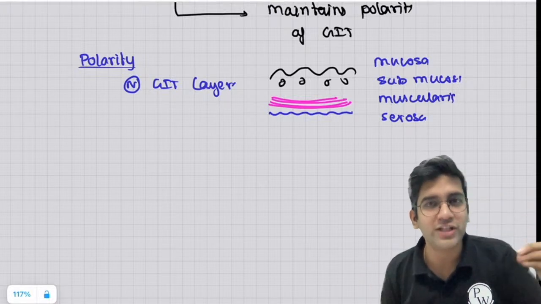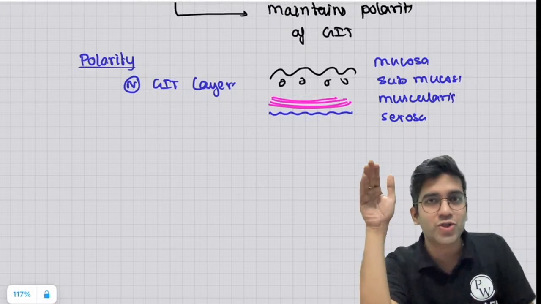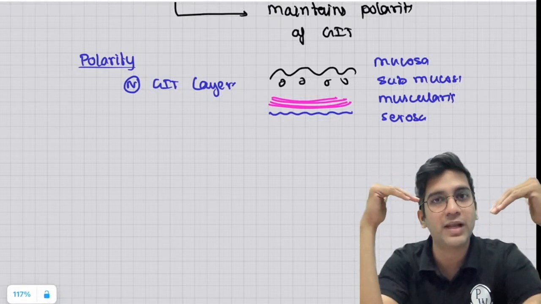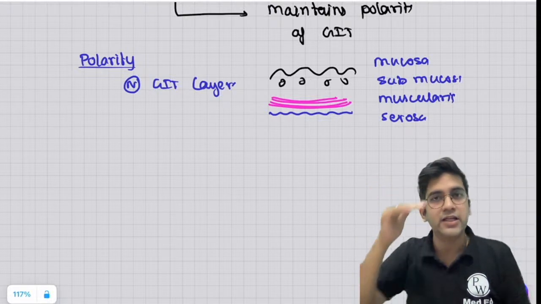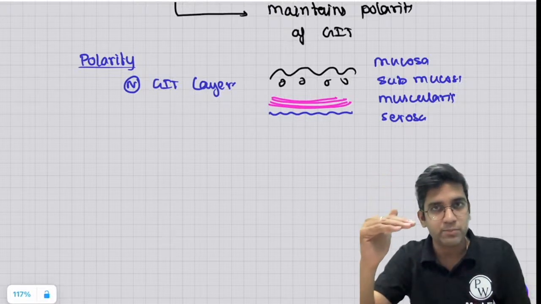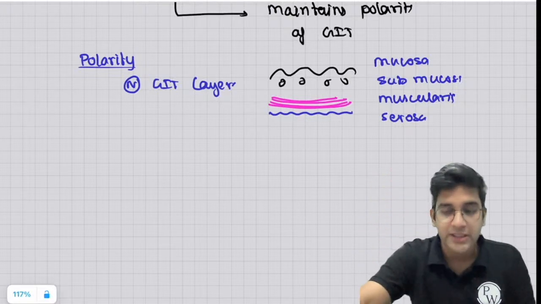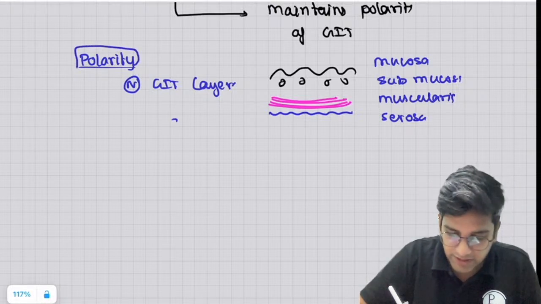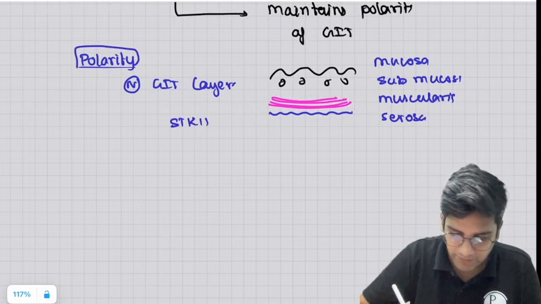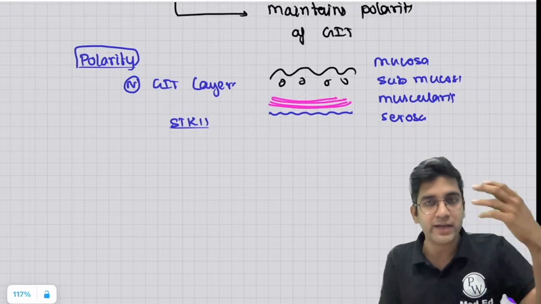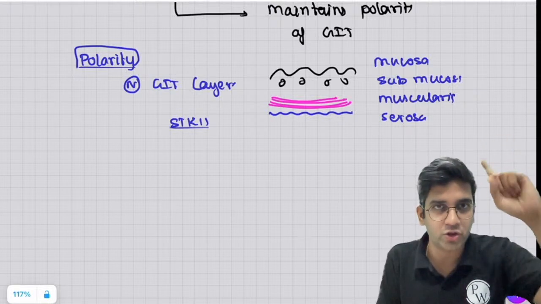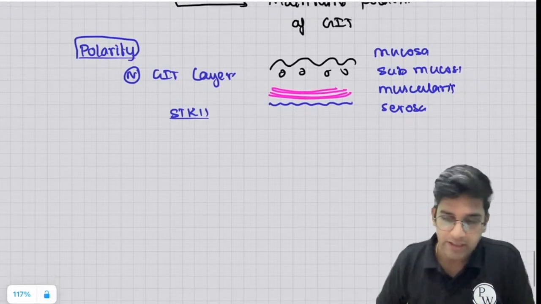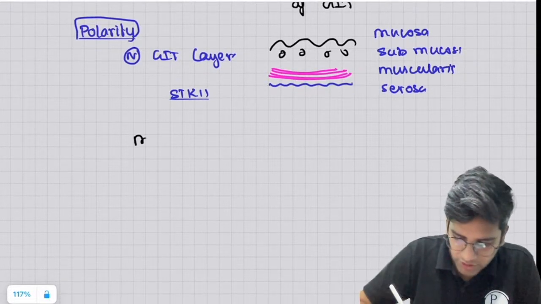There should be someone to tell the entire GIT, see, mucosa should be on the top, serosa should be in the bottom. That's what polarity means. Throughout the layer of GIT, there will be mucosa on the top, submucosa, muscularis, serosa. This orderly maintenance is called polarity maintenance, and this is helped with the help of STK11. So the STK11 gene tells my entire GIT, see, mucosa should be on the top, serosa should be in the bottom. Understood? Clear this? Perfect. Now let's see when I have a mutation of STK11.